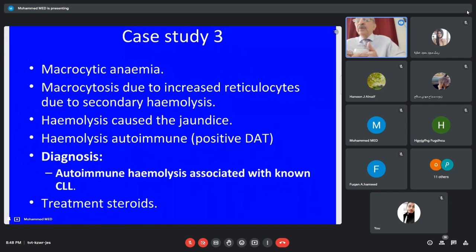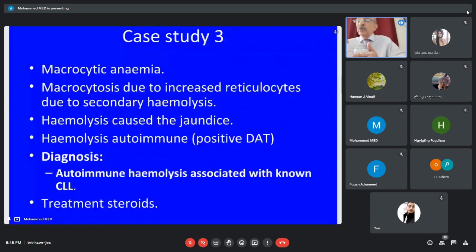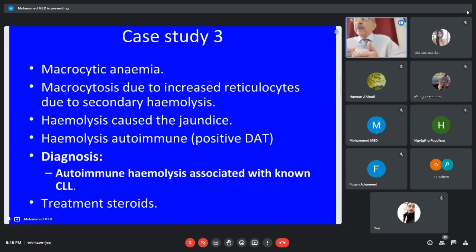The diagnosis is macrocytic anemia. Macrocytosis is due to increased reticulocytes, and I did explain why the reticulocyte count is increased: because of more destruction of RBCs. So the bone marrow will try to replace the destroyed RBCs, and a reticulocyte is bigger in size than a mature red blood corpuscle. That's why the MCV will go high, and this is reflected as macrocytosis.